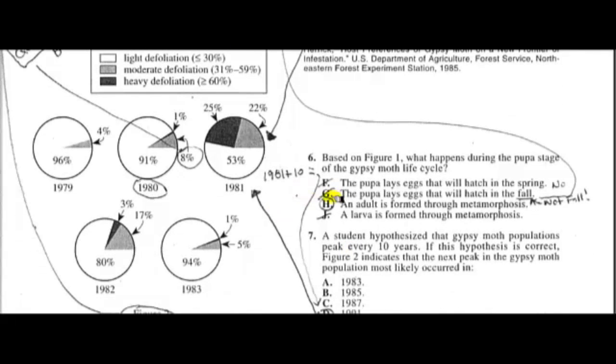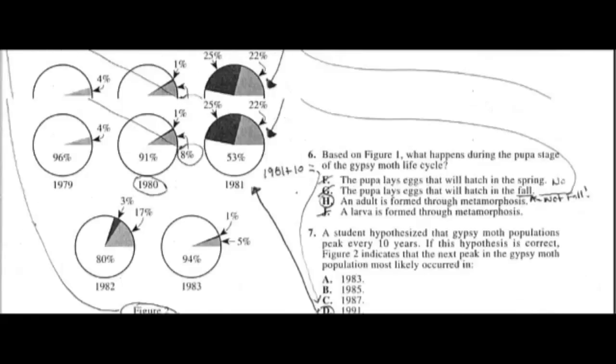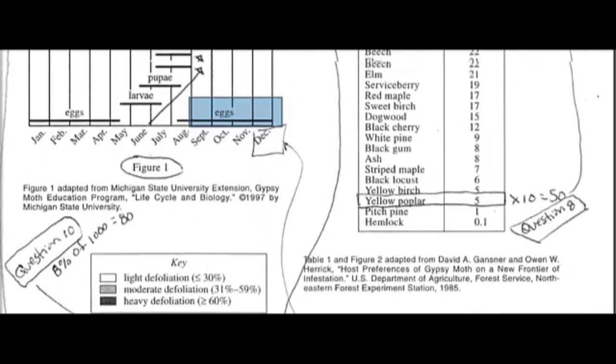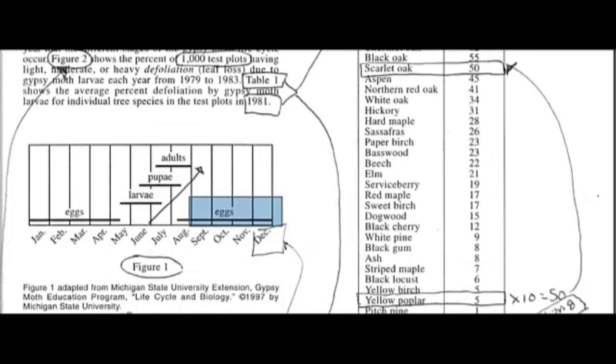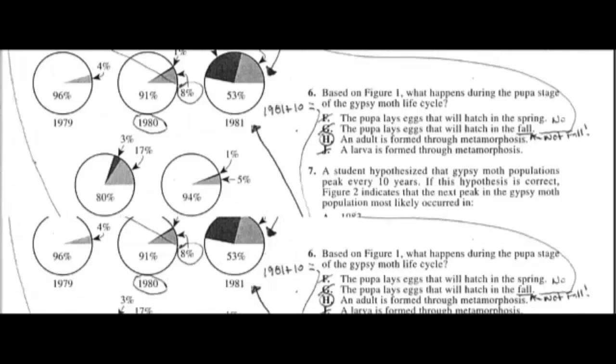Then you look at answer choice G. G says the pupa lay eggs that will hatch in the fall. Come over here, and for the same reason we said F was wrong, we know that the pupa has to turn into an adult before it can even lay any eggs. It's immature and not fully grown, so it can't lay any eggs, so that one is incorrect as well. We can go ahead and get rid of that one.